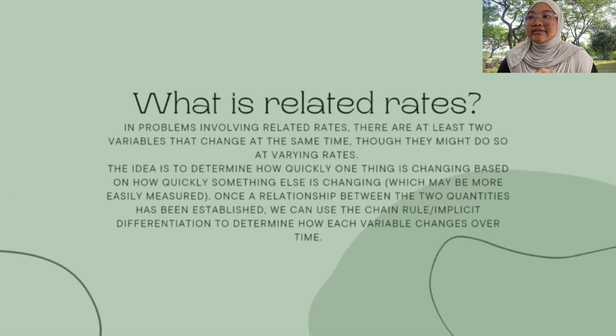What is related rates? In problems involving related rates, there are at least 2 variables that change at the same time. Though they might do so at varying rates, the idea is to determine how quickly one thing is changing based on how quickly something else is changing, which may be more easily measured. Once a relationship between the 2 quantities has been established, we can use the chain rule or implicit differentiation to determine how each variable changes over time.